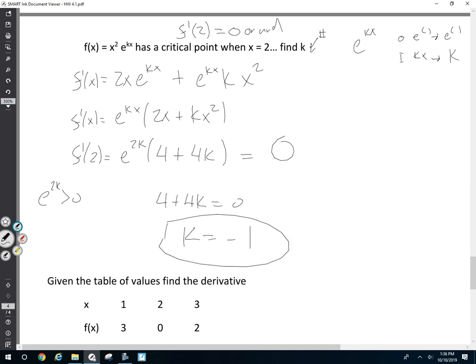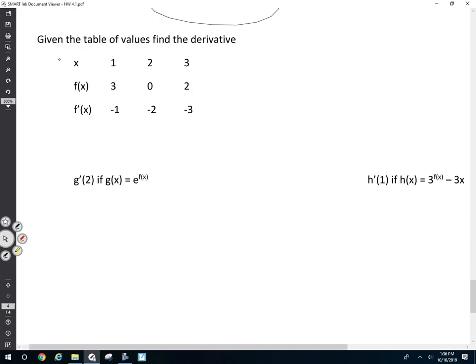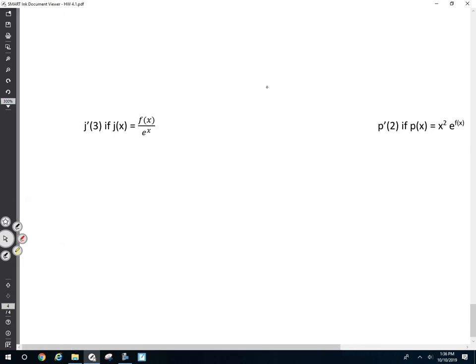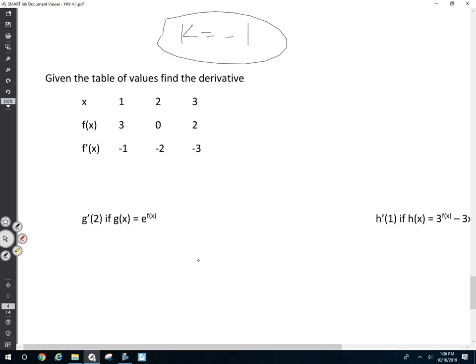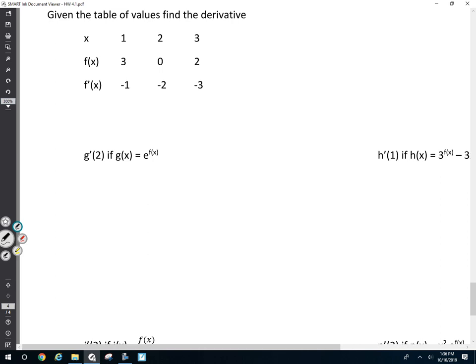If k is negative 1, x squared e to the negative x will have a critical point when x is 2. Fascinating. All right, finishing off with some table problems. I got some tables of information. Let's find g prime of 2.